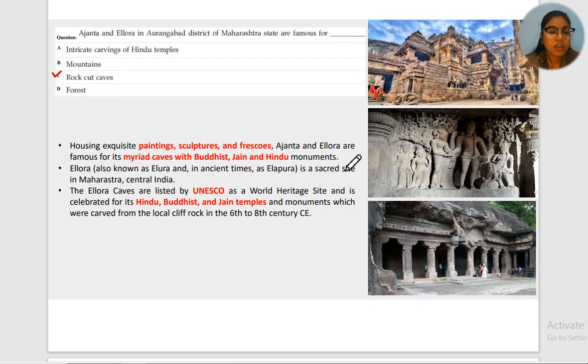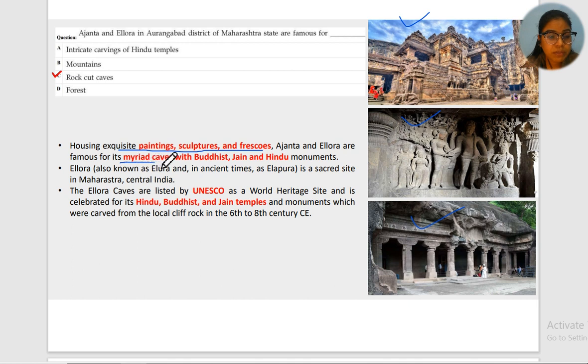Now the next question. The next question is asking what Ajanta and Ellora, which are in the Aurangabad district of Maharashtra state, are famous for. The question is asking about the special feature of Ajanta and Ellora and why it is different from any other structure. Here you can see the images of Ajanta and Ellora and the sculptures present inside. These are the images of the caves, each housing paintings, sculptures, and frescoes. The Ajanta and Ellora caves have different kinds of paintings, sculptures, and frescoes.